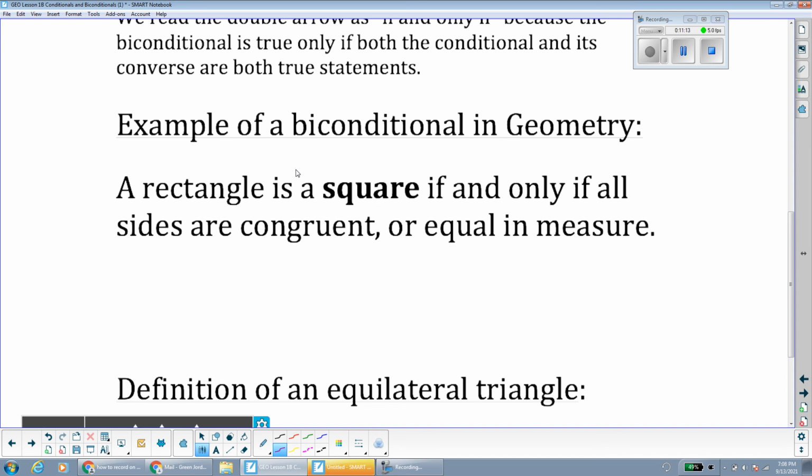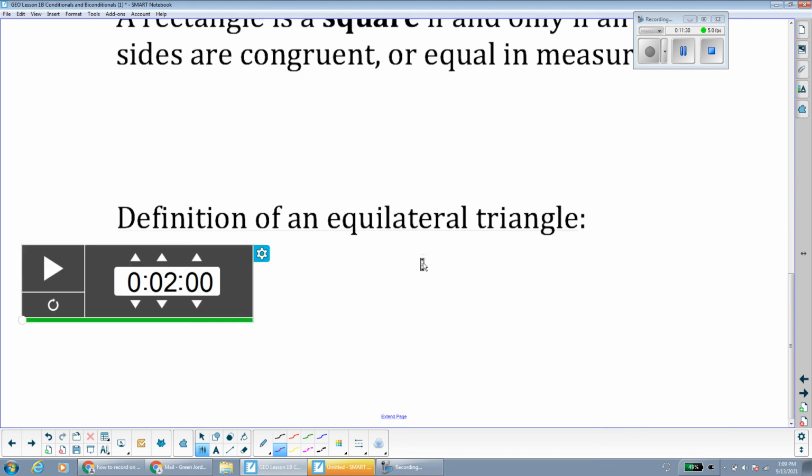If you already know that all the sides are congruent, that makes your rectangle a square. So forwards or backwards, this statement is true. Both the conditional and its converse are true, which makes this a true biconditional statement, using the words if and only if. Take a second and write down the definition of an equilateral triangle in biconditional form using the words if and only if.